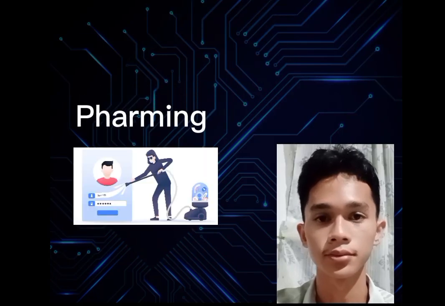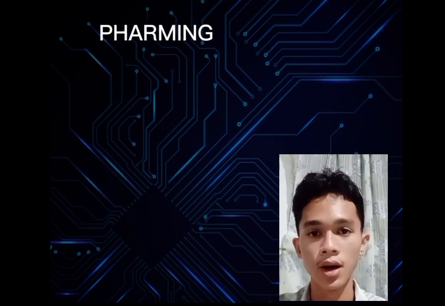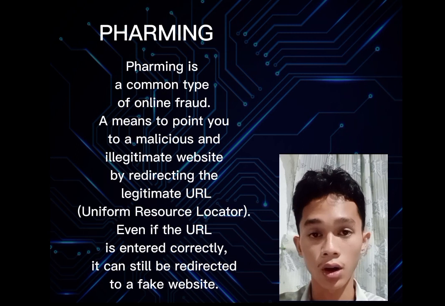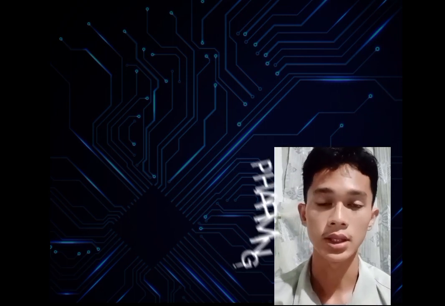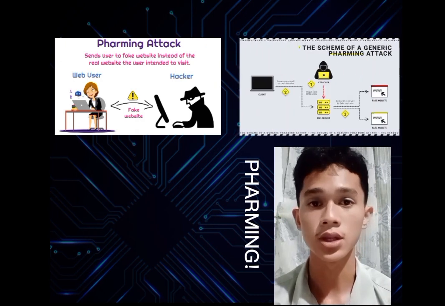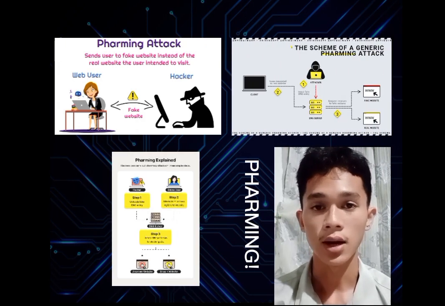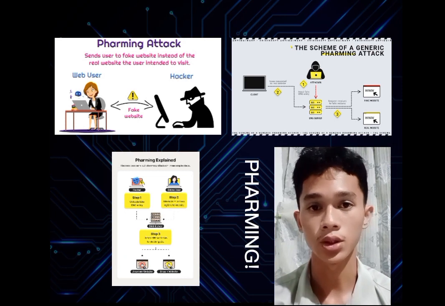So the third common internet threat is pharming. Pharming is a common type of online fraud, a means to point you to a malicious and illegitimate website by redirecting the legitimate URL, or Uniform Resource Locator. Even if the URL is entered correctly, it can still be redirected to a fake website. Another thing about pharming is that it is a two-step process. It begins with the attacker installing malicious code on a victim's computer and server.